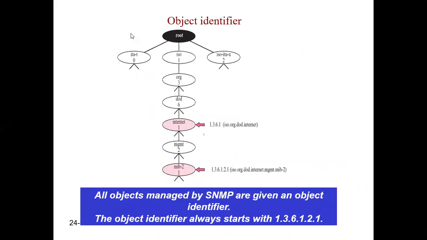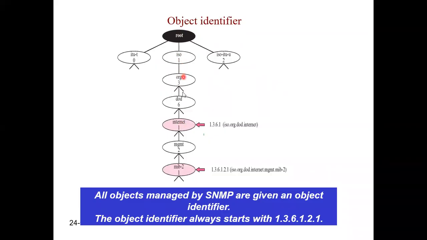Now, you are talking about the object, and every object has an identifier. We are not seeing this diagram for the first time. We had seen this diagram in OSI also. I have a root node. The root node does not have any name. Then we have these three sections, ISO, ITU-T, and joint ISO-ITU-T, and under ISO, we have organization, Department of Defense, and the internet comes over here.